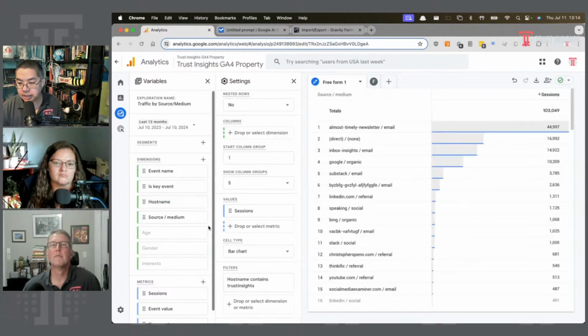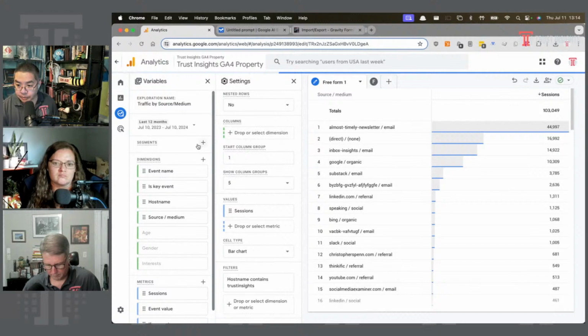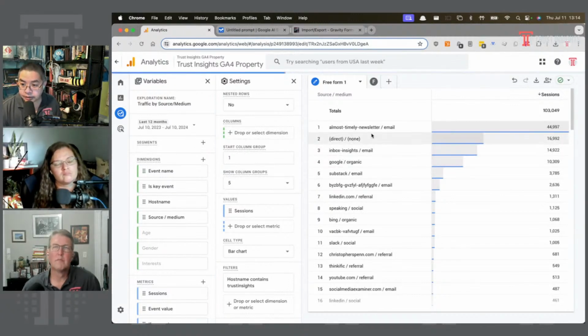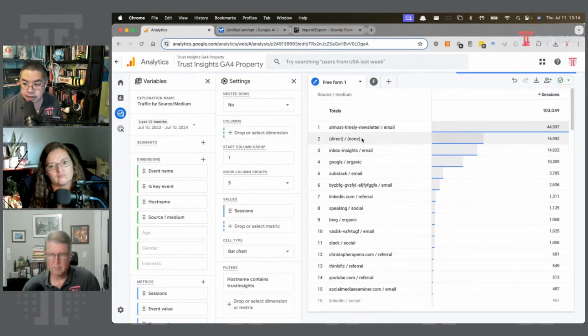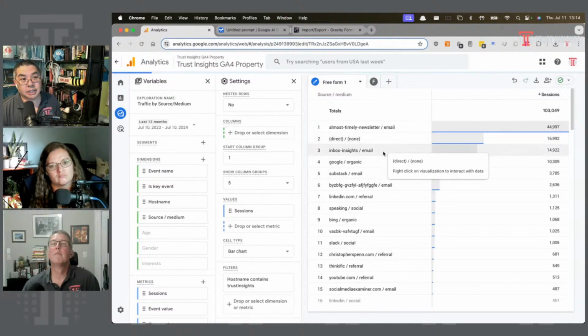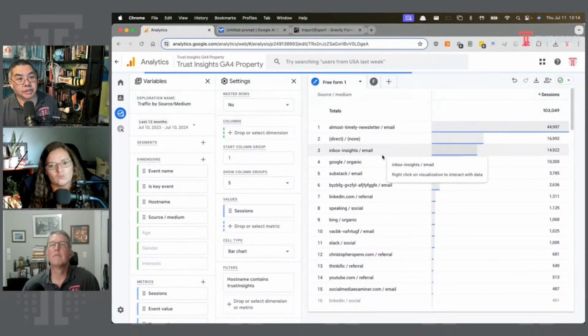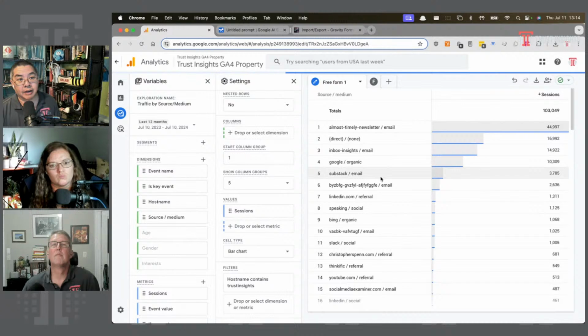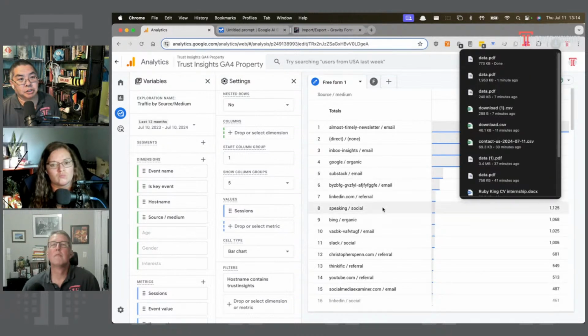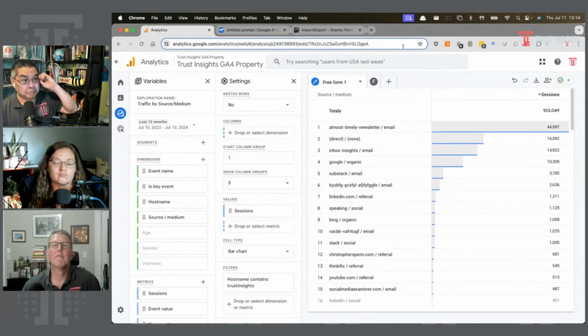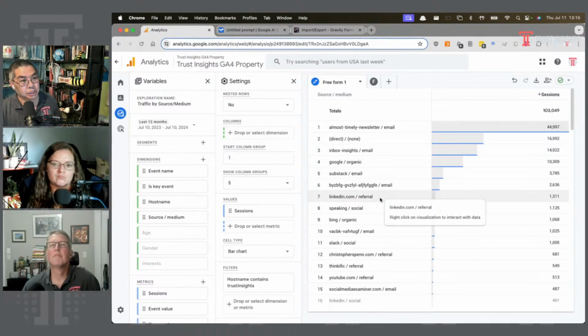Okay, so host name contains trust insights. We have 100,000 sessions here, and we can see that 44,000 come from newsletter, 16,000 we don't have data for, it's direct. We have the company newsletter, which has 15,000. Google organic search. We have some mistagged stuff from the Almost Timely newsletter. We have a couple of spam bots, which we know we were fighting off last year. And since this data is one year inclusive, we have LinkedIn, which is surprisingly high on this list.